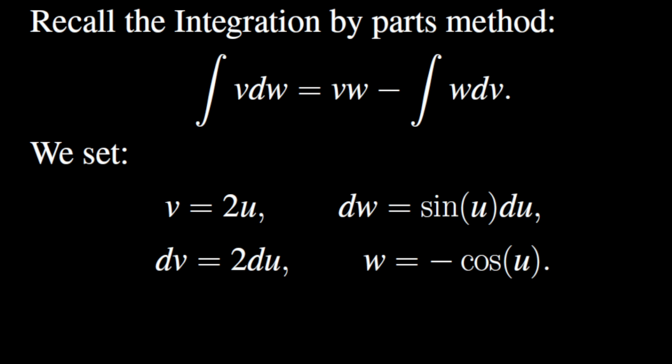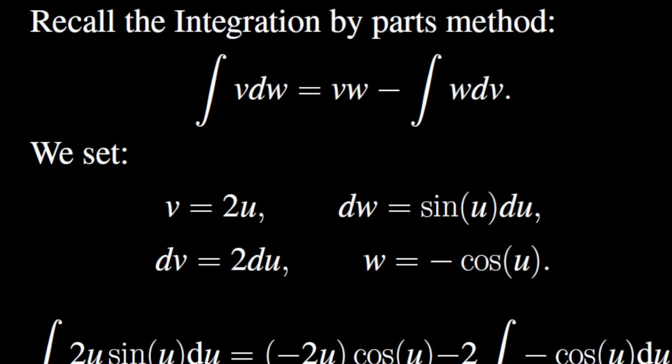In this new approach, we set v equal to 2u and dw equals sine of u du. Thus, dv equals 2 du and w equals negative cosine of u. Therefore, the integral of 2u times sine of u du is equal to minus 2u times cosine of u, minus 2 times the integral of negative cosine of u du. Note that the integral of negative cosine of u is negative sine of u plus a constant c.